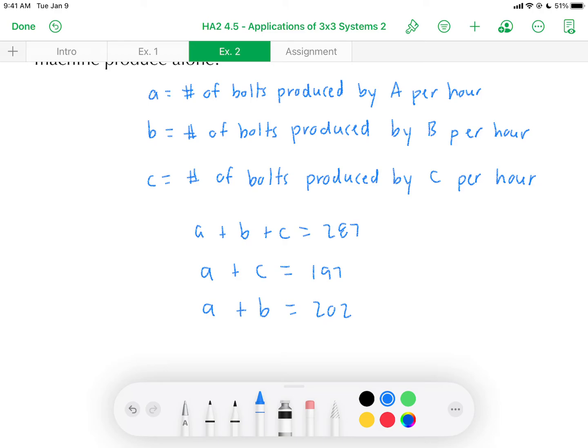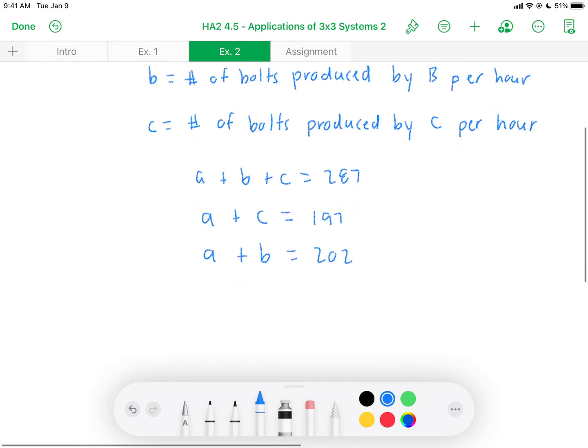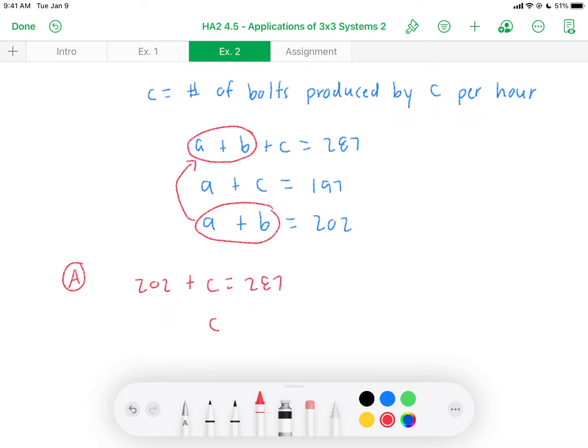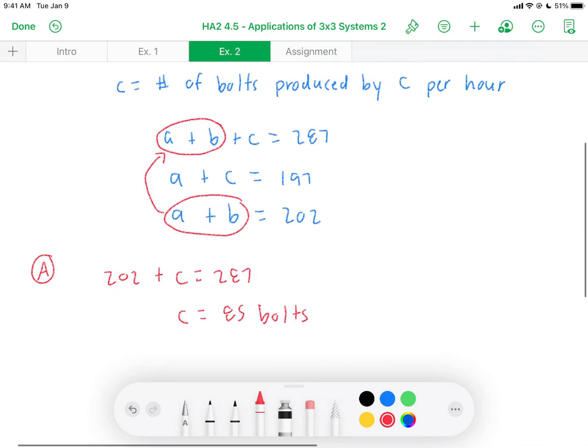Yeah, absolutely. I think that's a great idea. So what he's saying is, why not in our first step, maybe I'll go with this A plus B, and couldn't we substitute 202 in right here? We could say 202 plus C equals 287. So what's that mean C is? 85 bolts, right? That's a great idea, great observation.